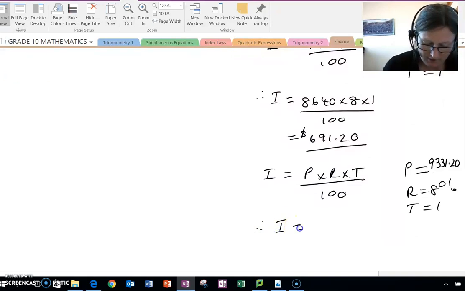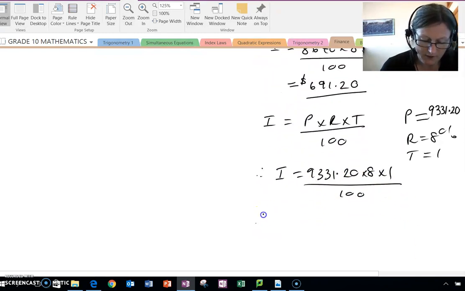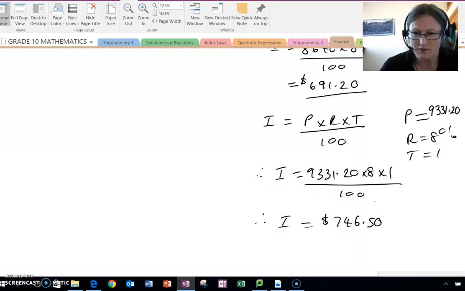The interest is the principal times the rate times the time over 100. So the interest that she receives in that third year is $746.50.